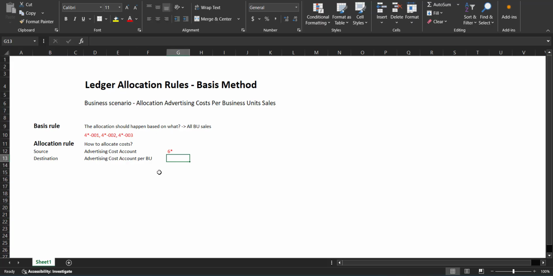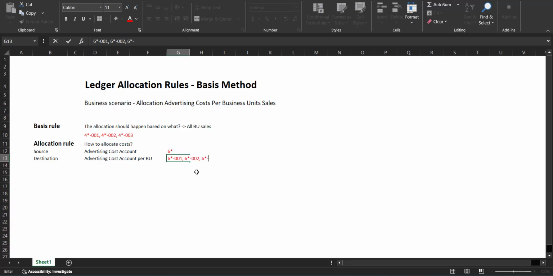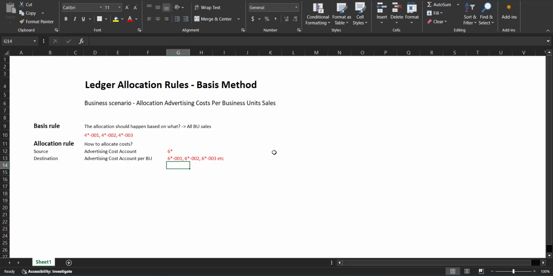Now for the destination, how the cost should be allocated. So that's going to be your 6 account associated with each business unit. So it's going to be 6 associated to 002 branch, 6 associated to 003, etc. Okay, so this is kind of the examples you expect to see.